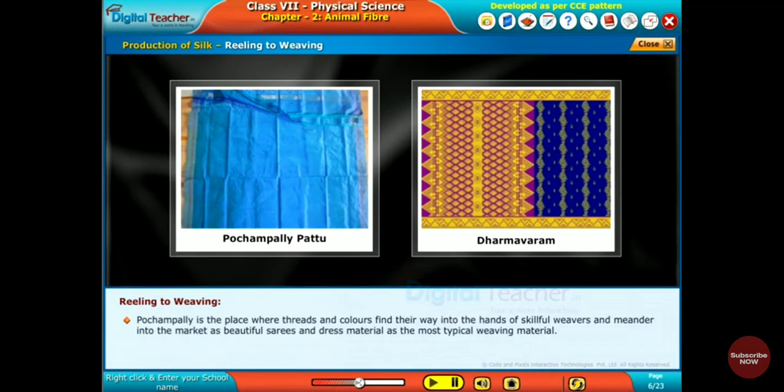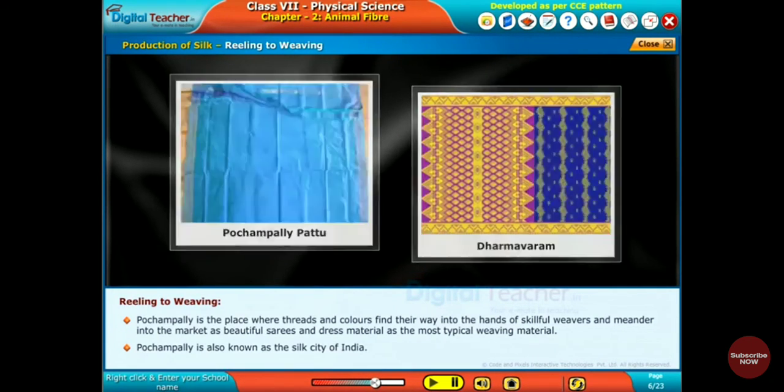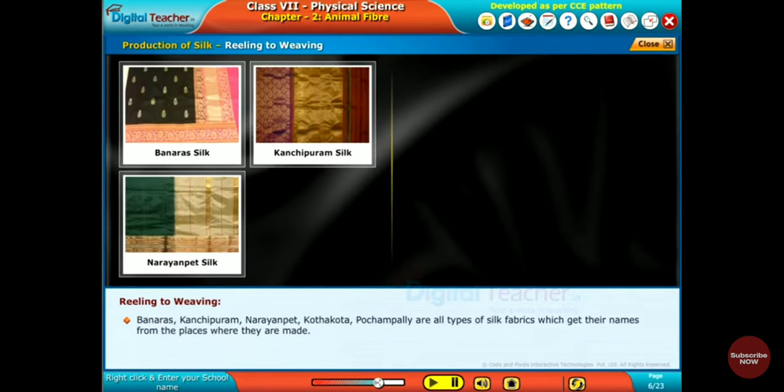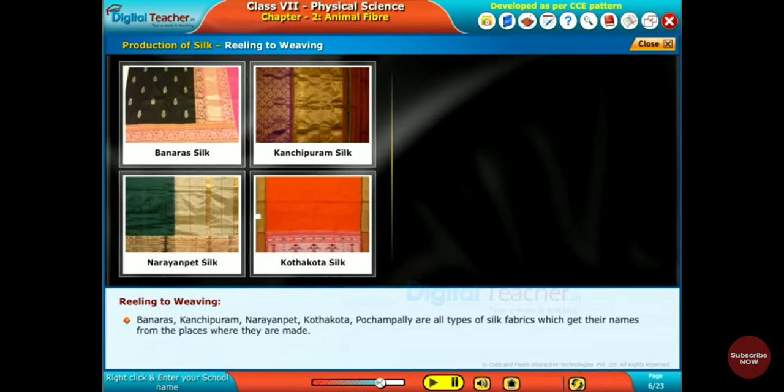Pochampalli is the place where threads and colors find their way into the hands of skillful weavers and meanders into the market as beautiful saris and dress material as the most typical weaving material. Pochampalli is also known as the Silk City of India. Banaras, Kanchipuram, Narayanpet, Kottakota, Pochampalli are all types of silk fabrics which get their names from the places where they are made.